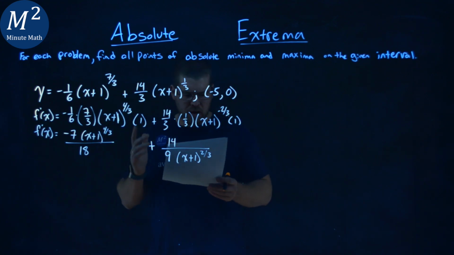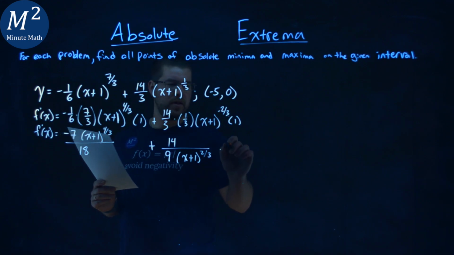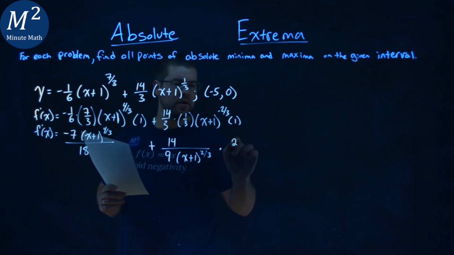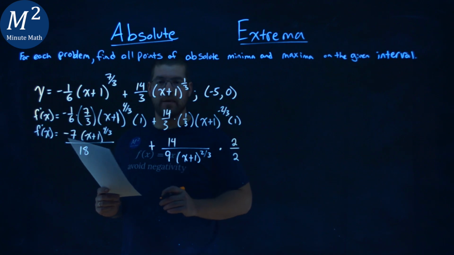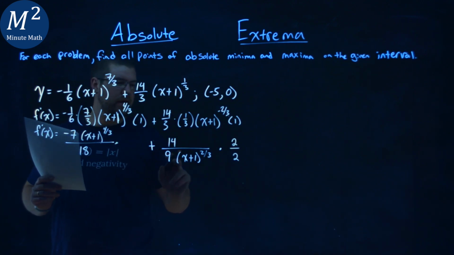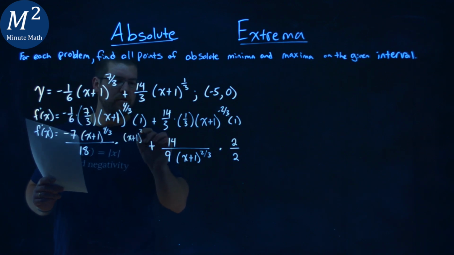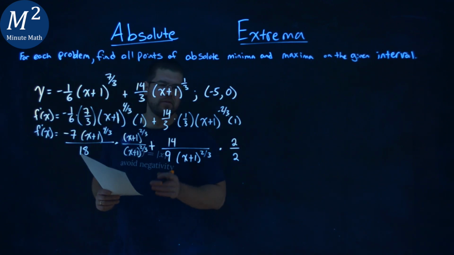So what do we do? Well, I want to have an 18 here on this side, so I'm going to multiply this fraction by 2 over 2. 2 times 9 would give me that 18. The first fraction already has the 18, but I'll multiply it by x plus 1 to the 2/3 power over itself. Same technique as when we add normal fractions, just with expressions now.